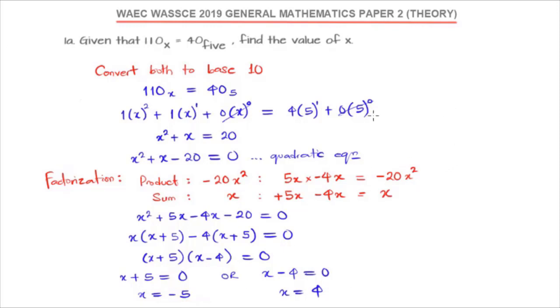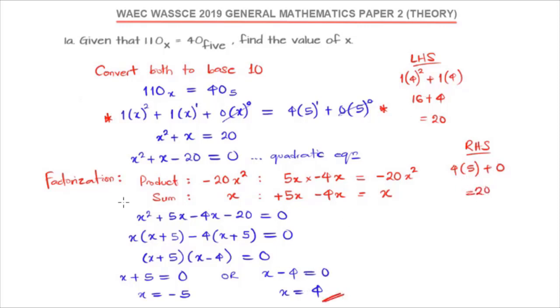And we can also check, for example, in our first expansion, in which we have 1 multiplied by x raised to power 2 plus 1 multiplied by x plus 0 multiplied by x raised to power 0. Let's just look at the left hand side. If you are putting in 4 as the base, that will give us 1 multiplied by 4 raised to power 2 plus 1 multiplied by 4, which is 16 plus 4, and that is 20. Okay, and the right hand side is just 4 times 5, which is 20. And already that is showing us that the correct answer is 4.